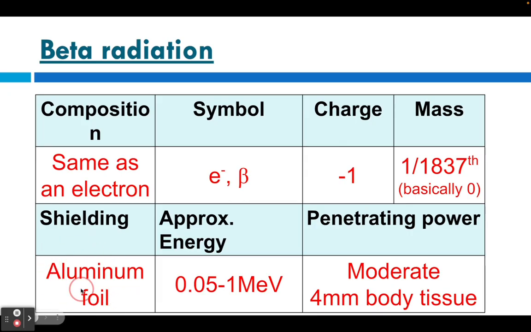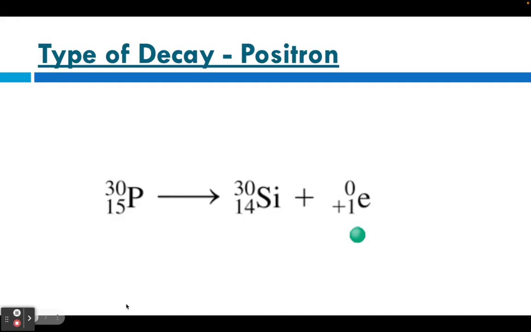So paper will block helium nuclei, the alpha particle, but aluminum foil will block the beta radiation. And so here's the energy for the beta particle, and it's got moderate penetrating power. So it's got more penetrating power. It can penetrate into 4 millimeters of body tissue. So you need something like aluminum to block it rather than paper.